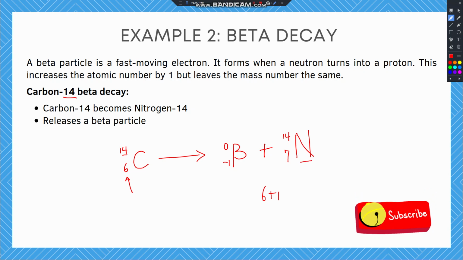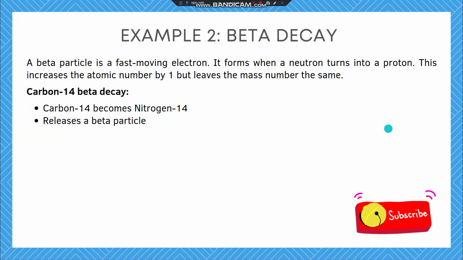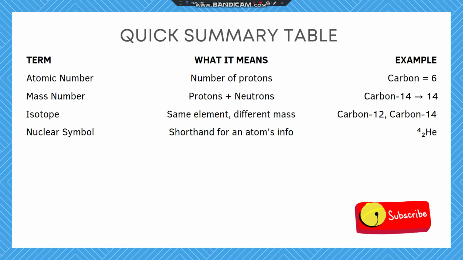So you can see the atomic number here, which is 6, increased by 1 to become 7, but the mass number stayed the same. So here are the points that happened in this radioactive decay. Carbon releases a beta particle to become nitrogen, and the atomic number increased from 6 to become 7. I'm sure you saw how the beta decay takes place in a radioactive reaction.